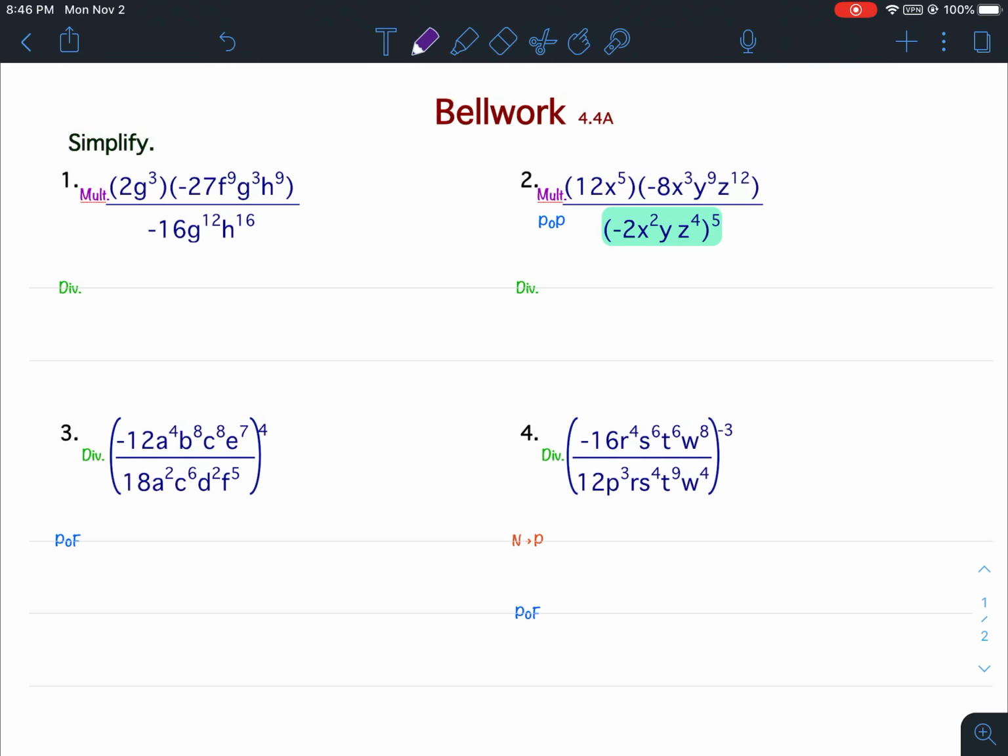Bellwork 4.4a. I'm going to be walking you through each of these problems. Please make sure you understand what you're writing. It's not good enough just to write it down because I wrote it down. You have to understand why you're writing it down. And if at any point you don't understand, please feel free to ask.